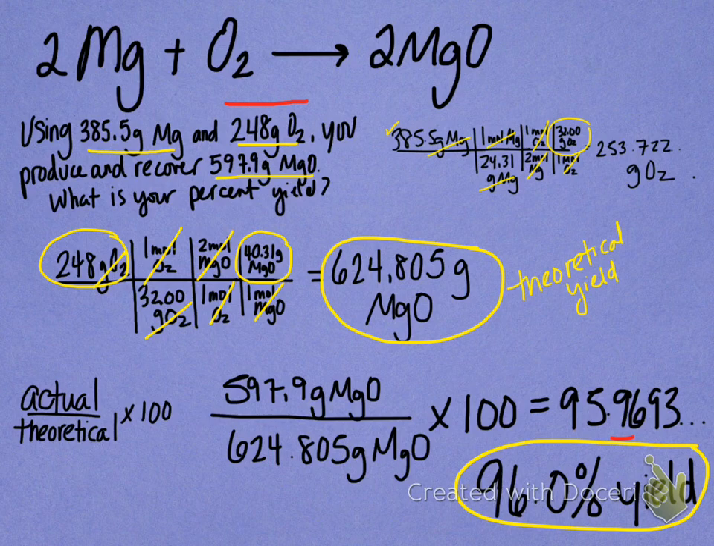So, to recap, when you're given these kind of problems, you first have to figure out what's the limiting, then, based on that limiting, predict the amount of product that can be produced. Then, you can go ahead and do your percent yield.